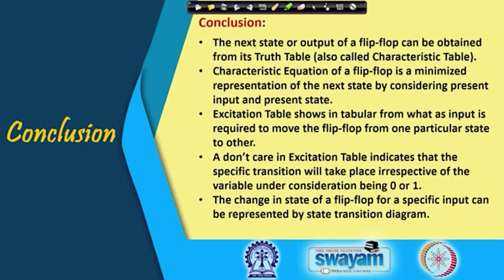The characteristic equation of a flip flop is a minimized representation of the next state by considering present input and present state. The excitation table shows in tabular form what input is required to move the flip flop from one particular state to another. A don't care in the excitation table indicates that the specific transition will take place irrespective of the variable under consideration being 0 or 1. And the change in state of a flip flop for a specific input can be represented by a state transition diagram, if you look for a pictorial description. Thank you.